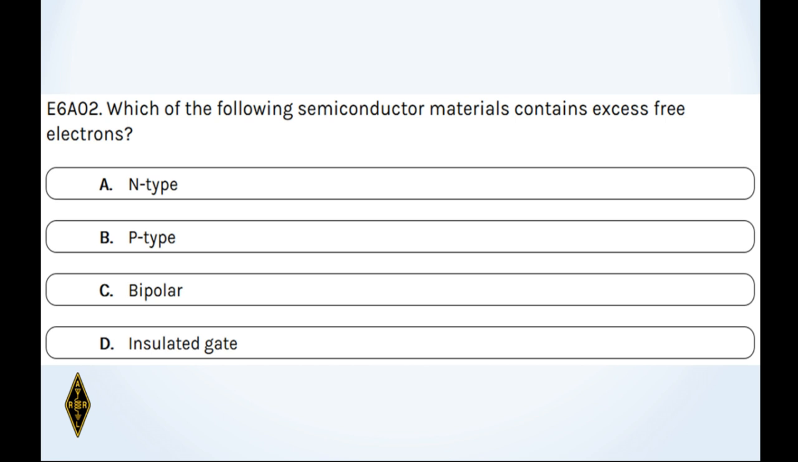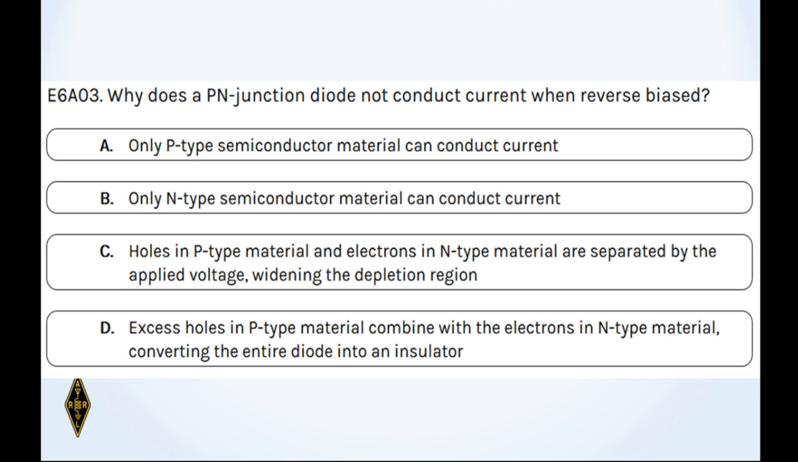And which of the following semiconductor materials contains excess free electrons? Electrons, N-type material. And why does a P-N junction diode not conduct current when reverse biased? Holes in the P-type material and electrons in the N-type material are separated by the applied voltage, widening the depletion region. That center barrier is called the depletion region. And when you reverse bias, you widen that out.